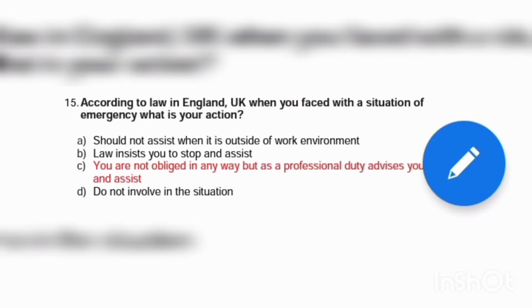Question number 15. According to law in England, UK, when you're faced with a situation of emergency, what is your action? Option A, should not assist when it is outside of work environment. Option B, law insists you to stop and assist. Option C, you are not obliged in any way but as a professional, duty advises you to stop and assist. Do not involve in the situation. Option C is the right answer.